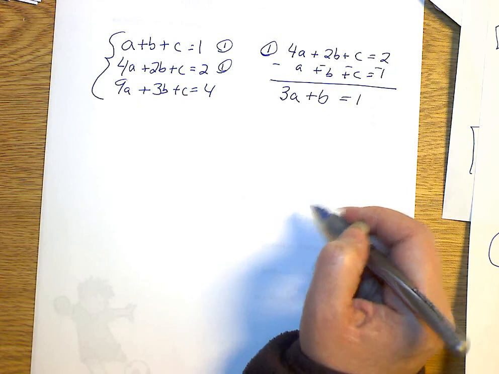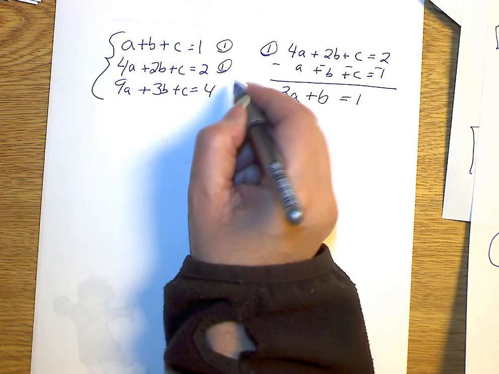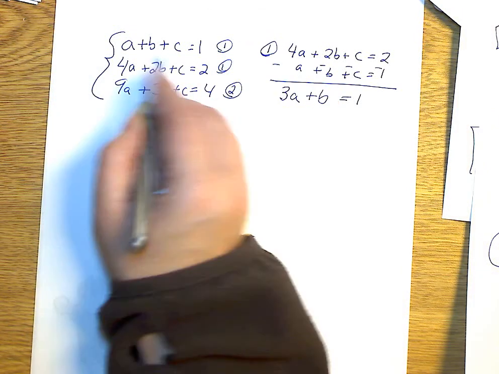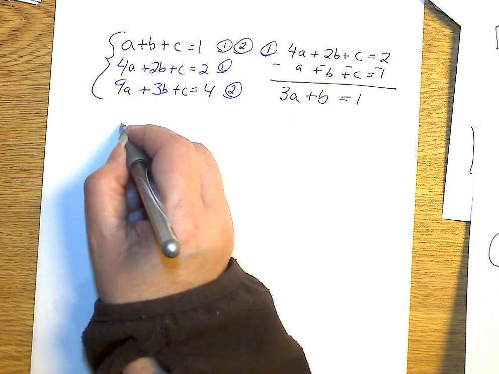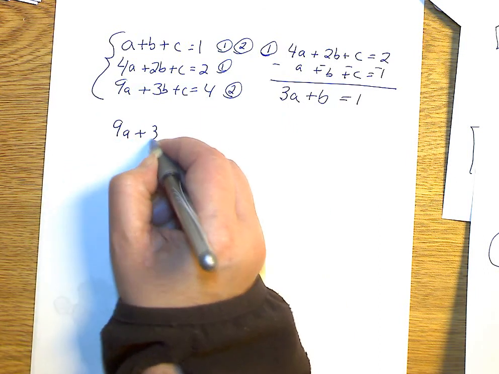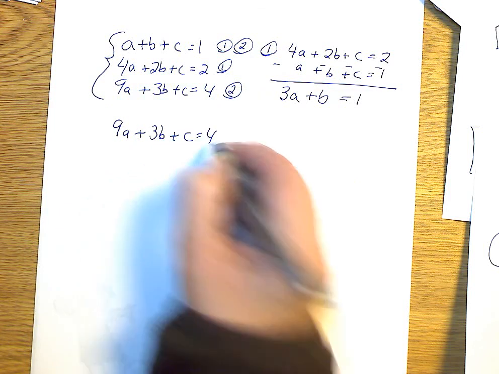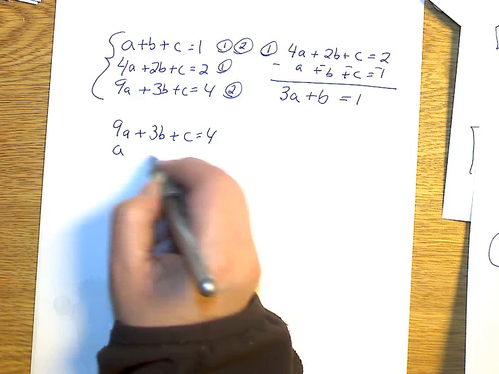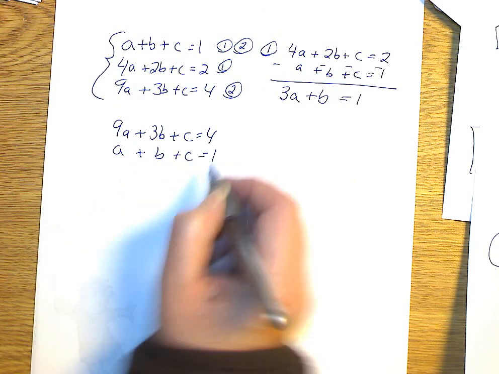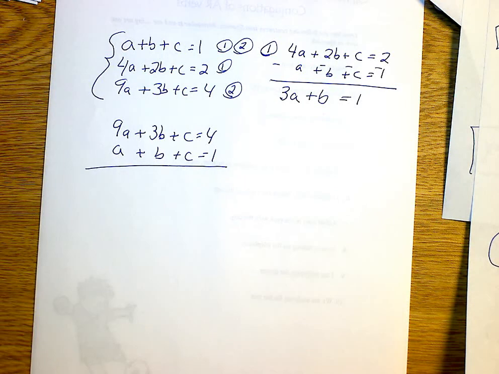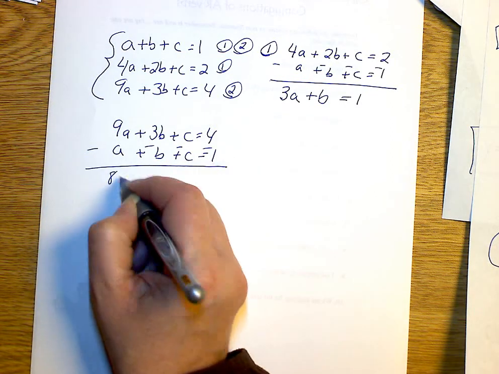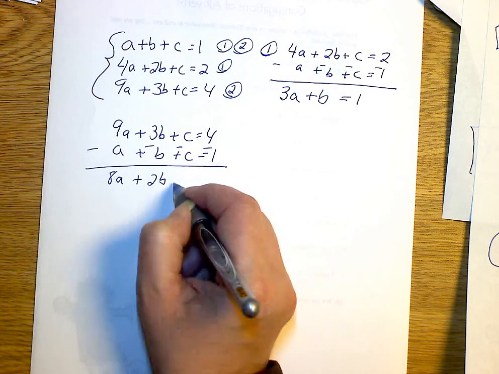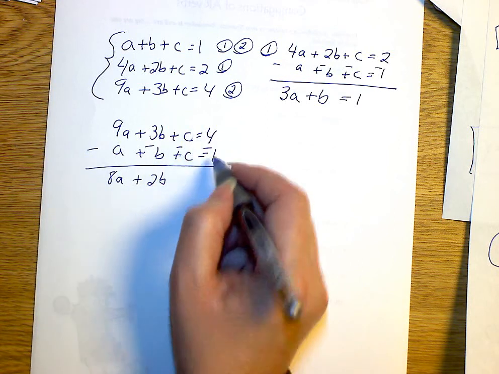Then I have to do the same thing with my bottom one. So for my second one, I'm going to grab the top one because that looks easier. You have to have two of them. So I have 9a plus 3b plus c is equal to 4, and a plus b plus c is equal to 1. Again, I want one of them to drop out. So what can I do? Make all the bottom negative. So I have 8a plus 2b. This drops out. I have 4 minus my 1 gives me a 3.